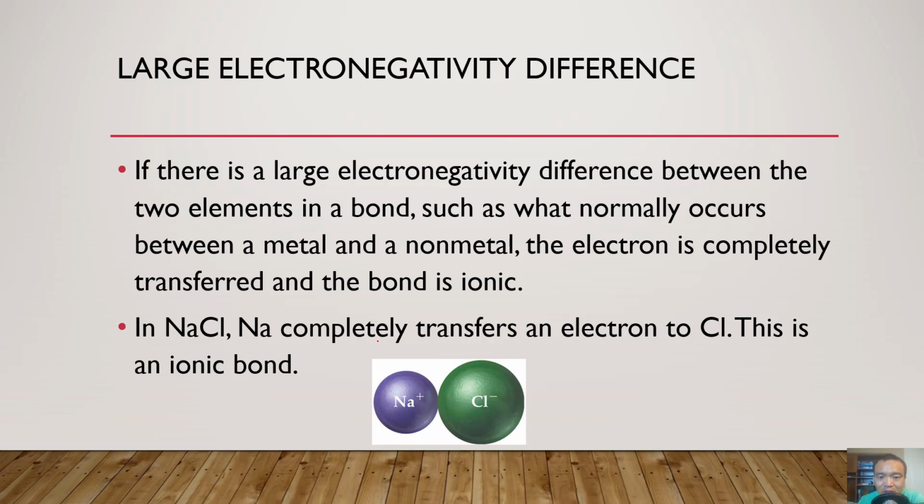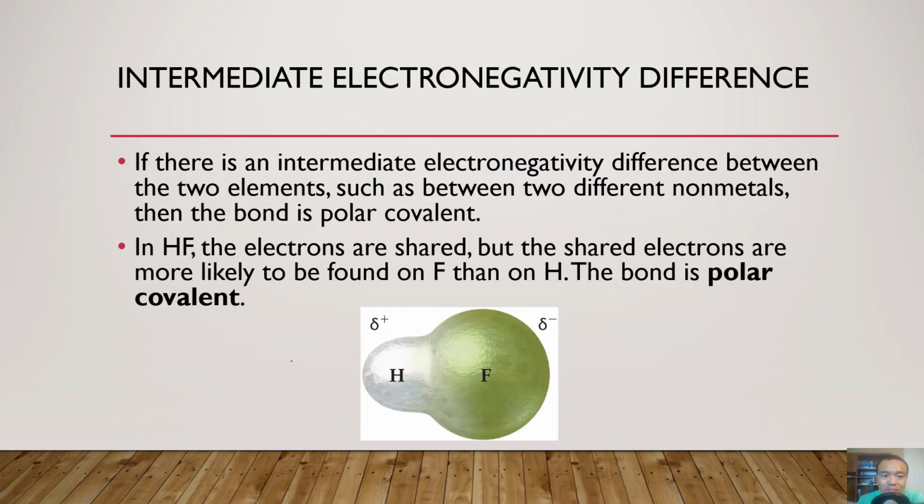If there is large electronegativity difference between the two atoms in the bond, such as what occurs between the metal and the nonmetal, then the electron is completely transferred and the bond is ionic. For example, you have an NaF. The electronegativity difference between these two atoms are really big. Similarly, in table salt, sodium chloride NaCl, sodium completely transferred the electron to chlorine. They are not even shared in this case. So we call this type of bond ionic bond.